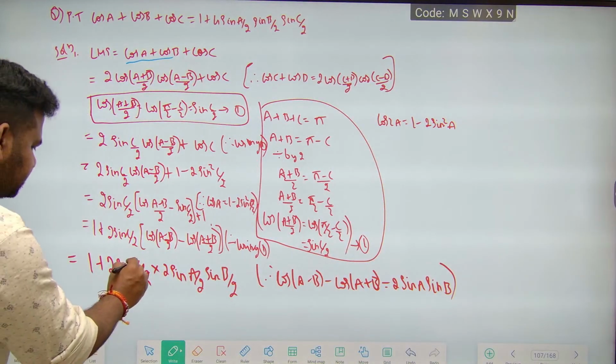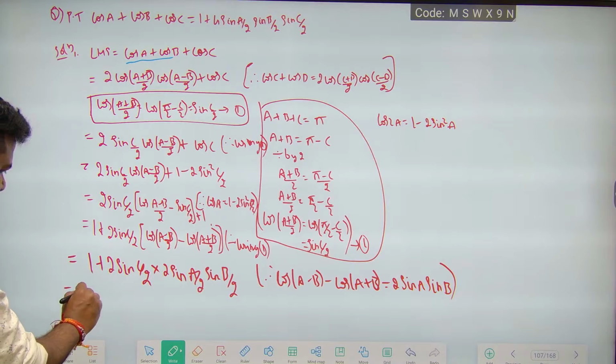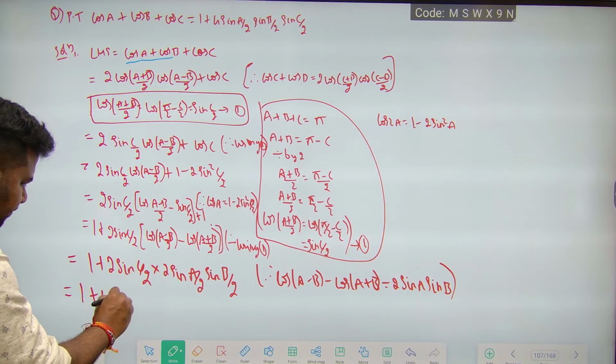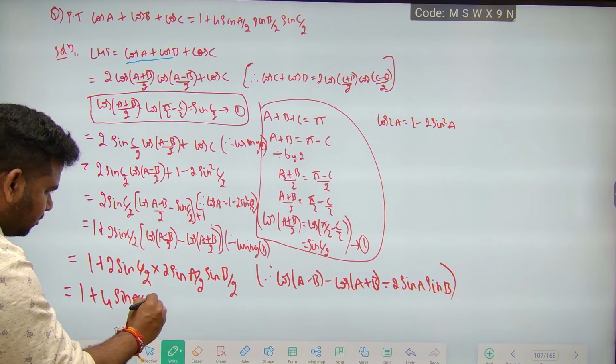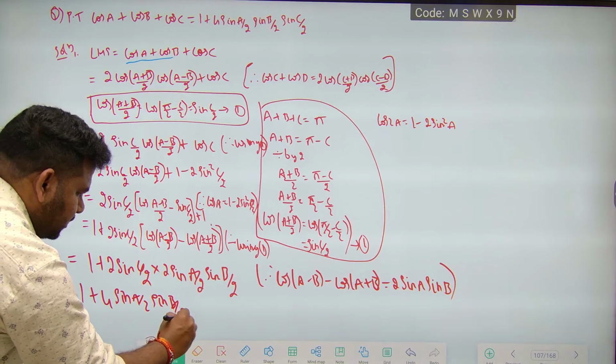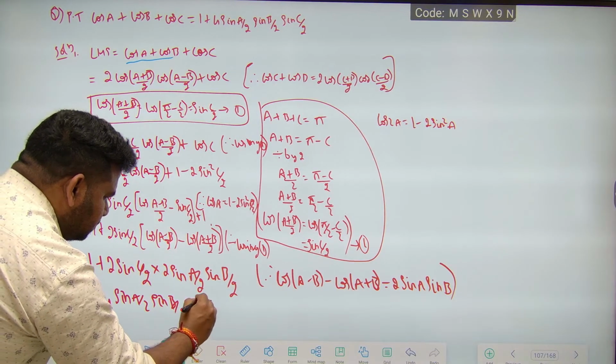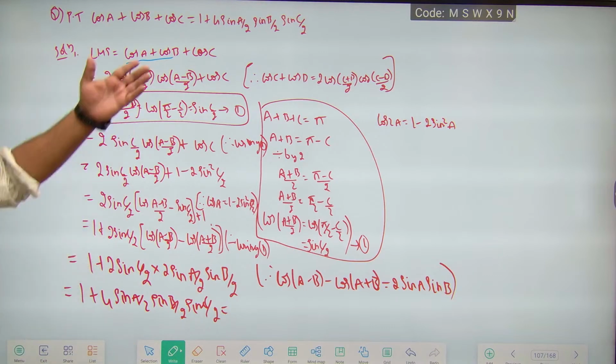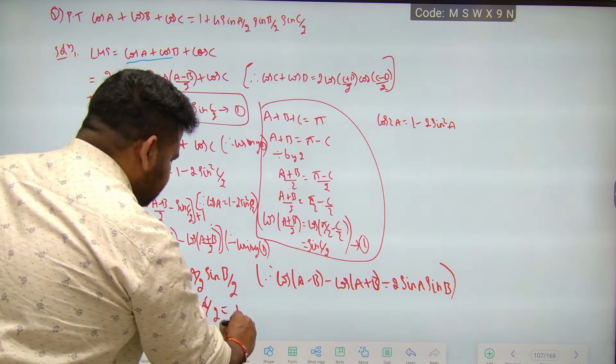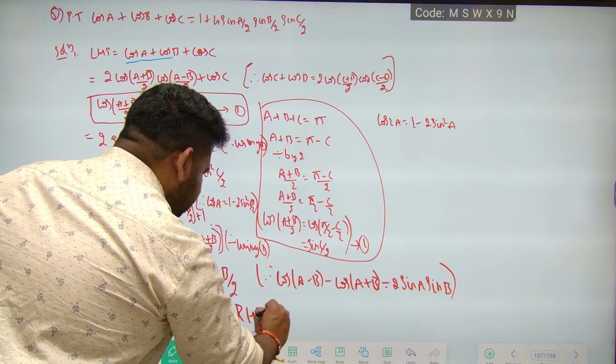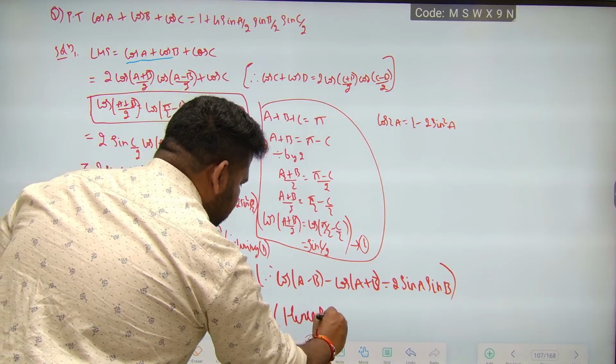So this will be sin c by 2. So finally we have 1 plus 2 into 2 is 4, I will write it in proper form, 4 sin a by 2 into sin b by 2 into sin c by 2. That is what is required, that is what they have asked in the RHS, we got it, that is equal to RHS, hence proved, okay, clear.